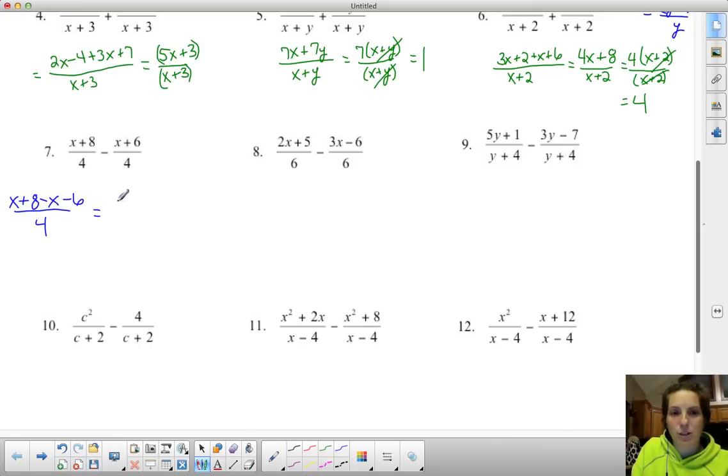And combining like terms, we get 2 over 4, because x minus x is going to give me a 0. And 8 minus 6 is 2. And finally, finish by simplifying your fraction. 1/2.